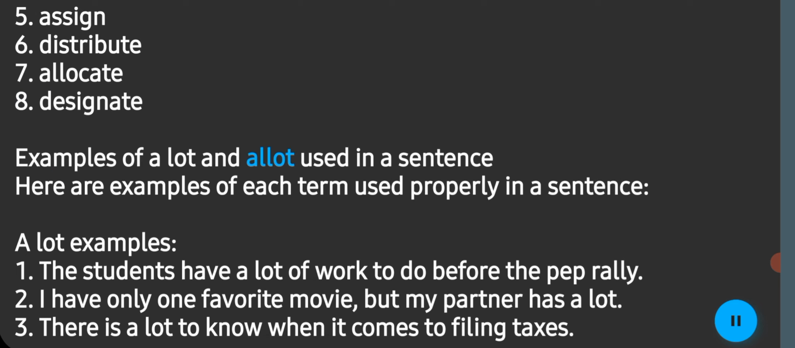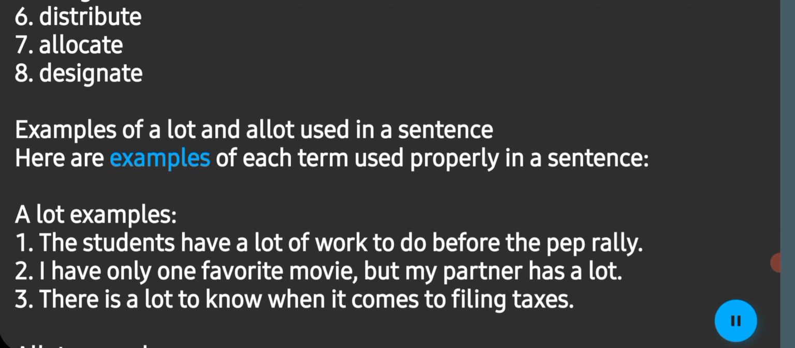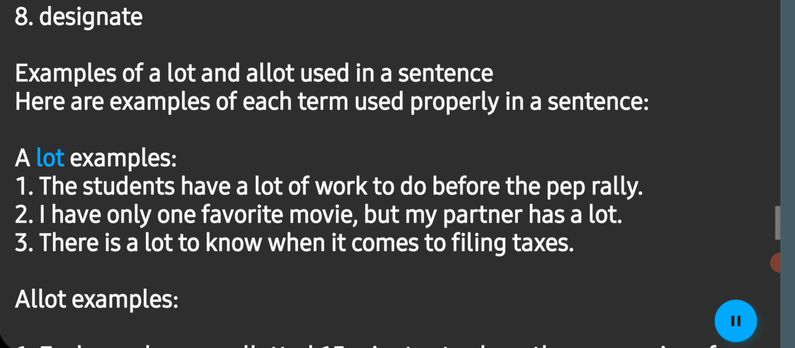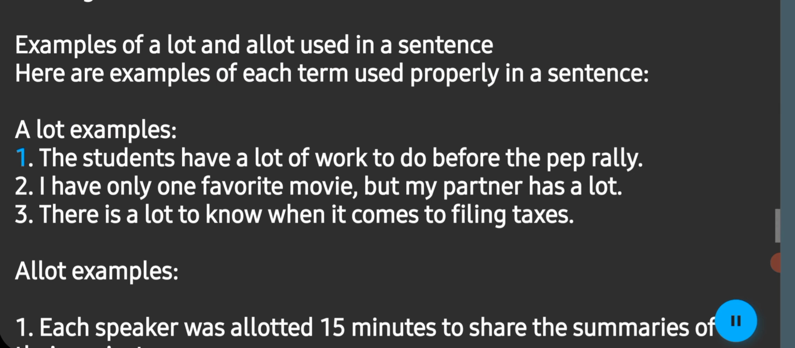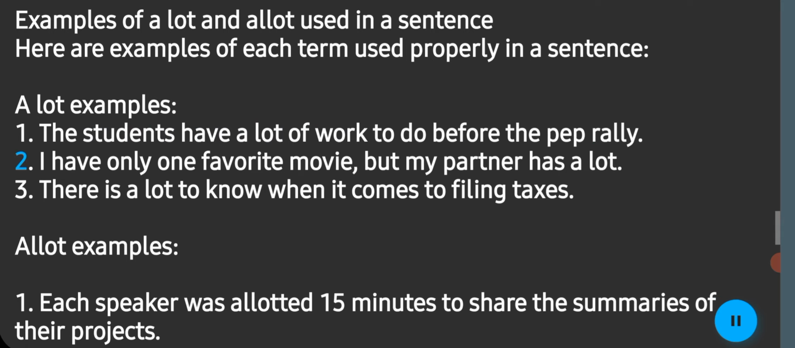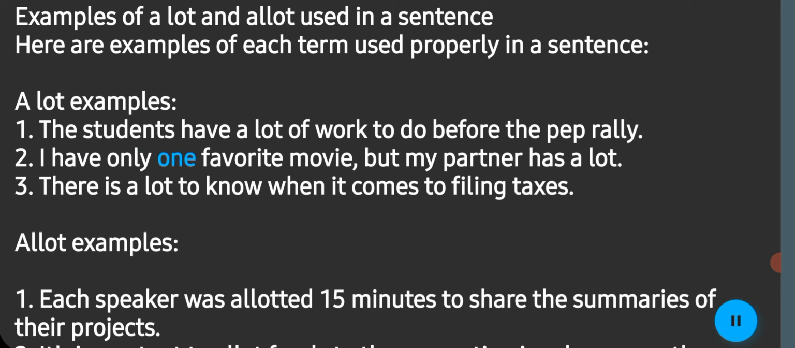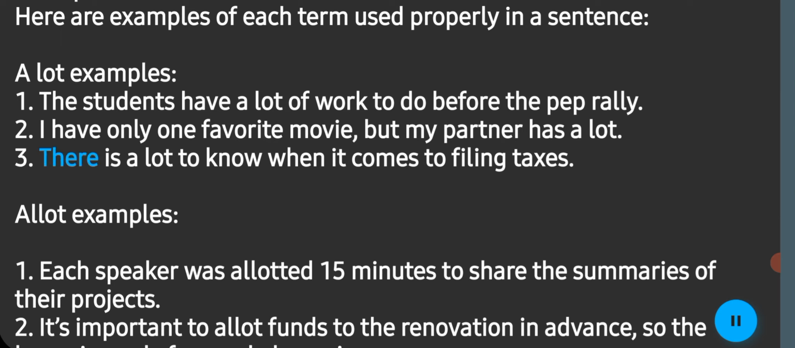Examples of "a lot" and "allot" used in a sentence. Here are examples of each term used properly in a sentence. "A lot" examples. 1. The students have a lot of work to do before the pep rally. 2. I have only one favorite movie, but my partner has a lot. 3. There is a lot to know when it comes to filing taxes.